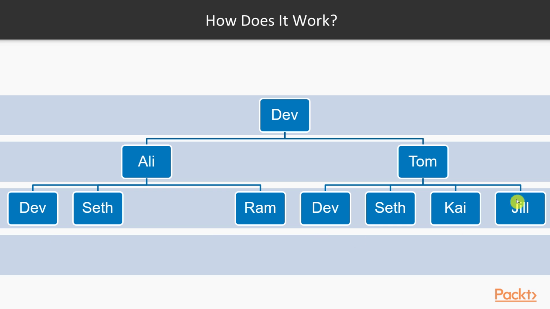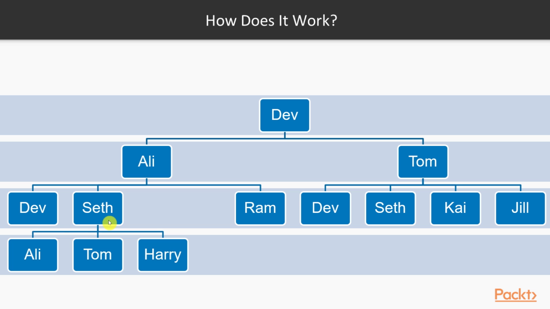Now for each of these nodes, we find out their connections and add them underneath. Now Dev's connections have already been added here. So due to space constraint, I'm not showing this here. So for Seth, we find out his connections and add them underneath. So we add Ali, Tom and Harry. And for Ram, we add Ali and Jill. Similarly, due to space constraints, I'm not showing Dev and Seth.